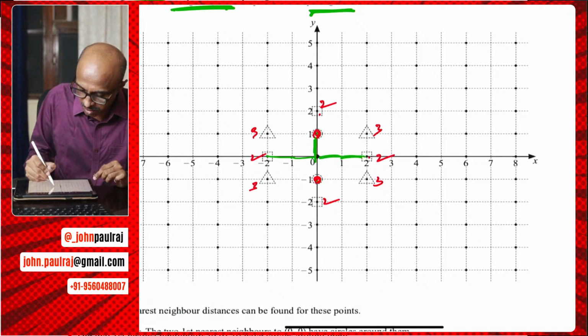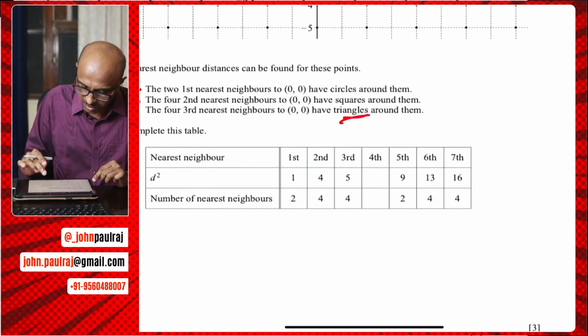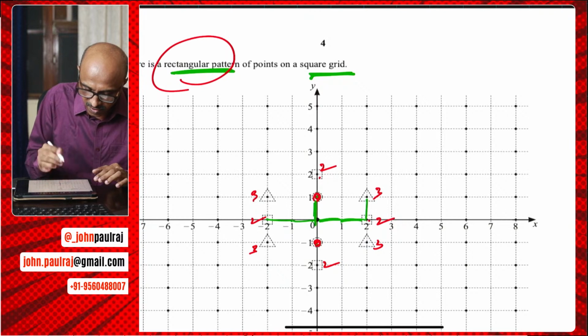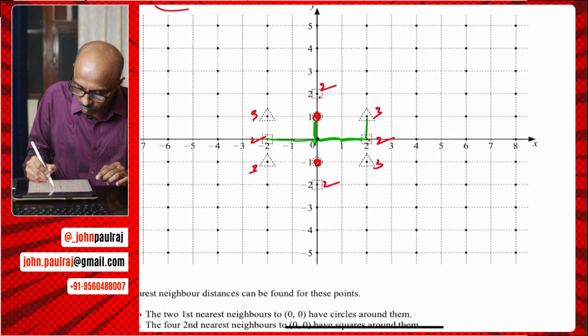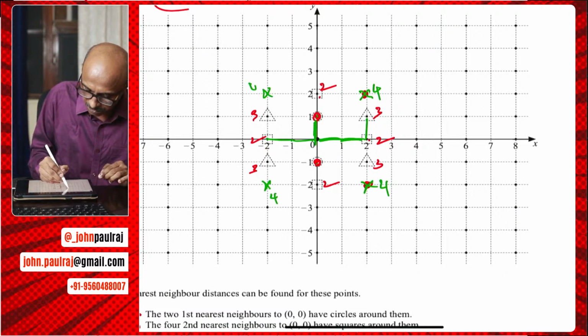So that's 2 square plus 1 square giving you that one. And now you need to find out the fourth. What's the d square for that? Now, because it's a rectangular pattern, I think the hint is here. The fourth must be completing that pattern, the fourth nearest neighbors. If I have to indicate that in green and write 4, that's where the fourth nearest neighbors will be.